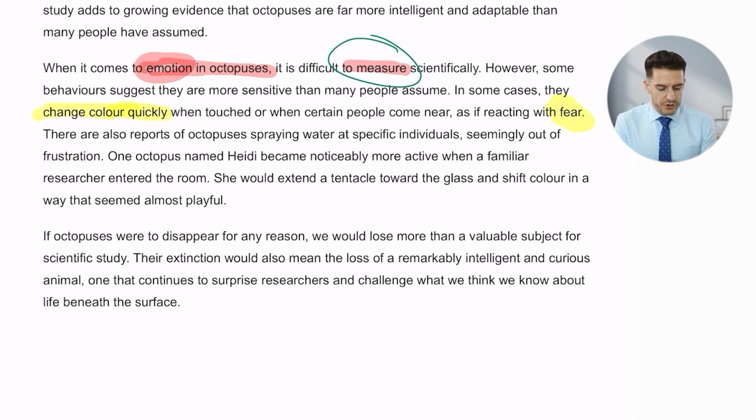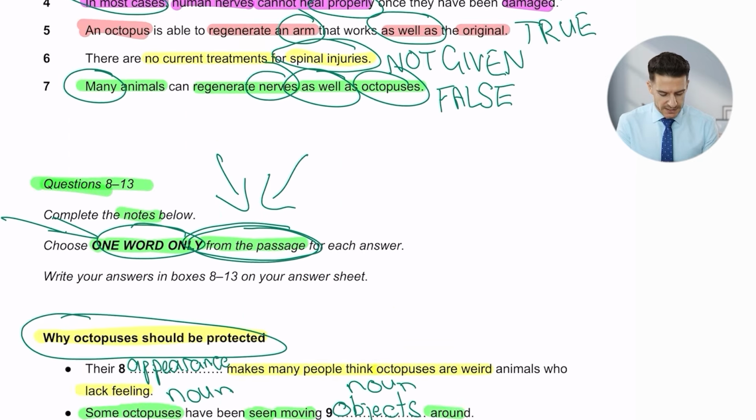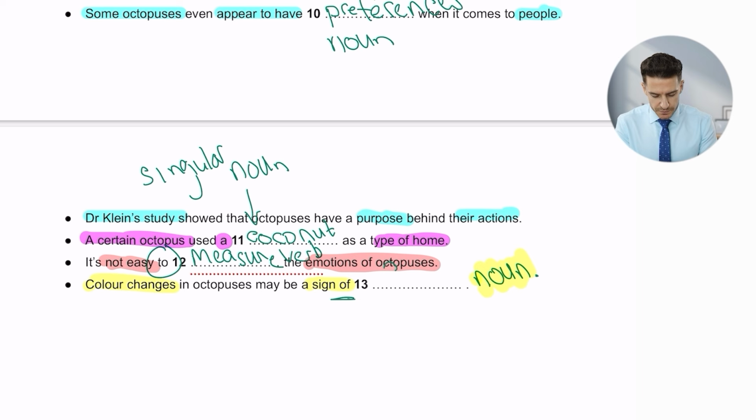Okay, so remember there were two things in that question. It talked about changing color, and then we needed a noun. So fear is a noun and changing color is what the question was talking about. So it looks like the last answer there will be fear. Let's just put it in and double check. So color changes in octopuses may be a sign of fear. It looks good, it fits grammatically, and it makes sense.